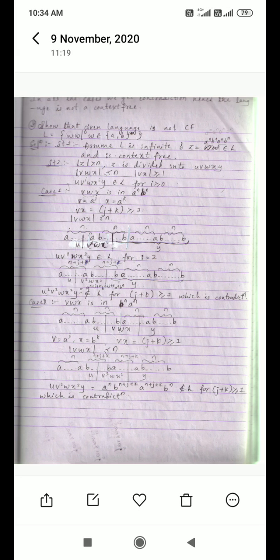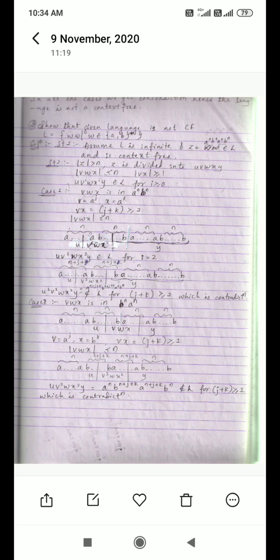Again it is a contradiction. Suppose I select vwx between b raised to n and a raised to n, again the number of a's and b's on the right hand side will be more than that. Again it contradicts the result. Why? Because if you increase the value by more than 1, it contradicts the result. Hence the given language is not context free.